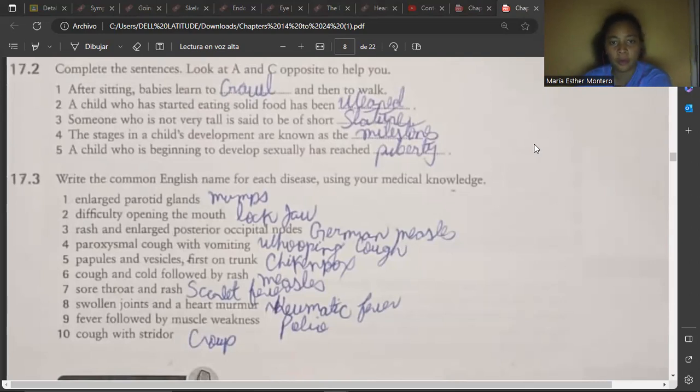Paroxysmal cough with vomiting: whooping cough. Papules and vesicles, first on the trunk: chickenpox. Cough and cold followed by rash: measles. Sore throat and rash: scarlet fever. Swollen joints and a harsh murmur: rheumatic fever. Fever followed by muscle weakness: polio. Cough with a stridor: croup.